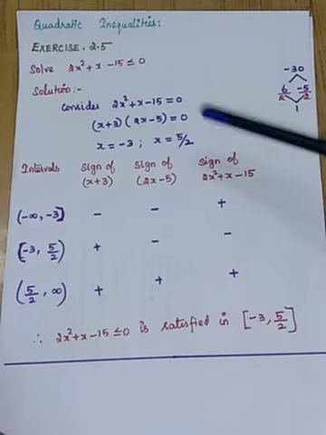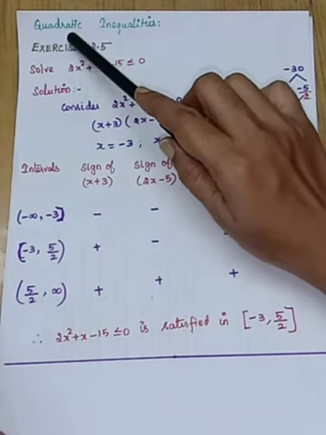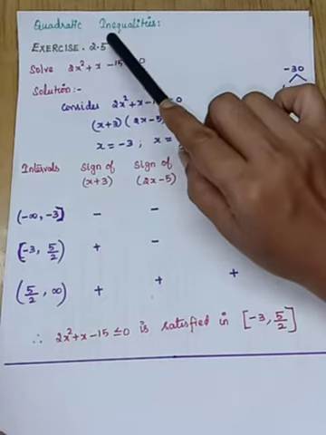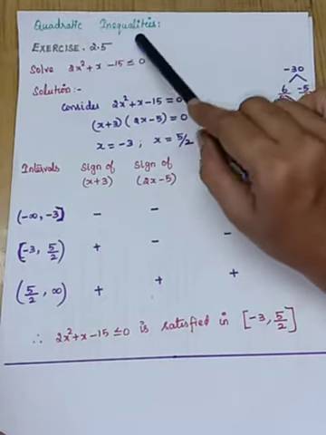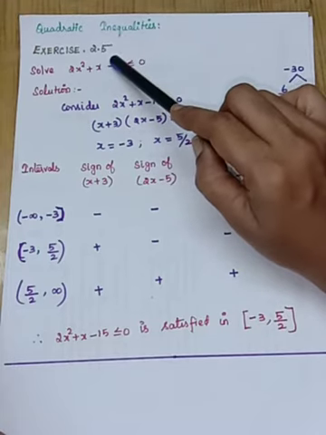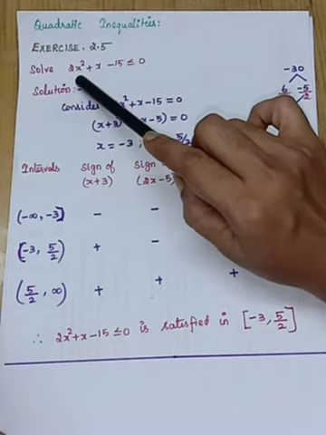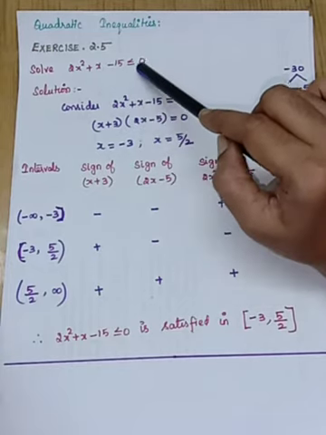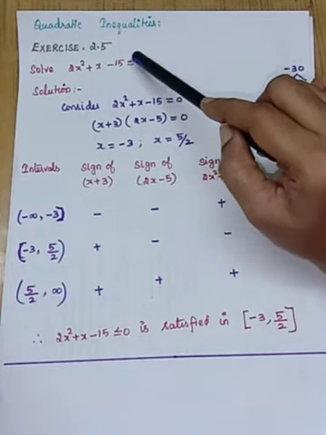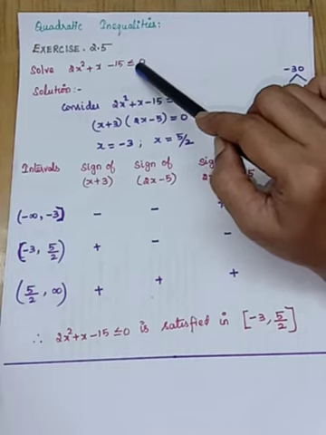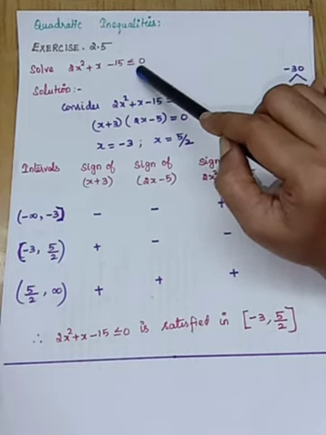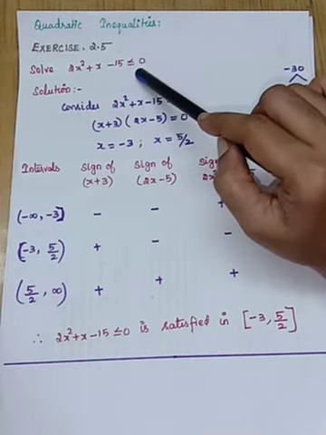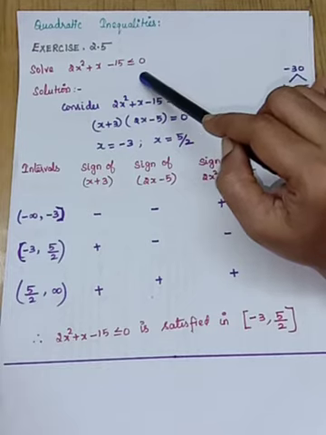Good morning, students. So now we are going to see quadratic inequalities. Exercise 2.5, the first problem: 2x squared plus x minus 15 less than or equal to 0. You see that here less than or equal to 0 is involved. So that's why it is called a quadratic inequality.